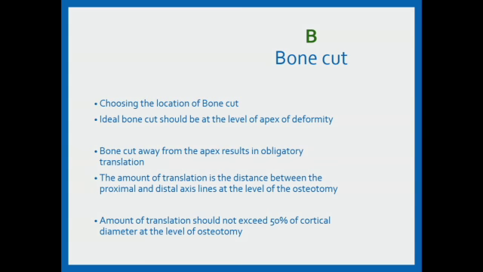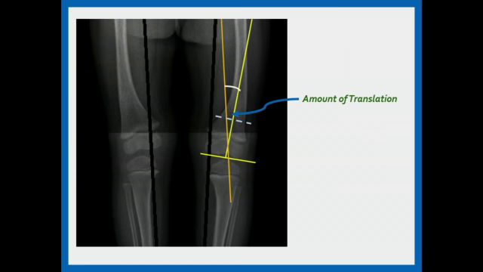We can't cut the bone through the physis, so sometimes we have to cut the bone away from the apex of the deformity. When you cut the bone away from the apex, then you always get an obligatory translation. The amount of translation is basically the distance between the proximal and distal axis lines at the level of the osteotomy. And the amount of translation should never exceed 50% of the cortical diameter at that level.